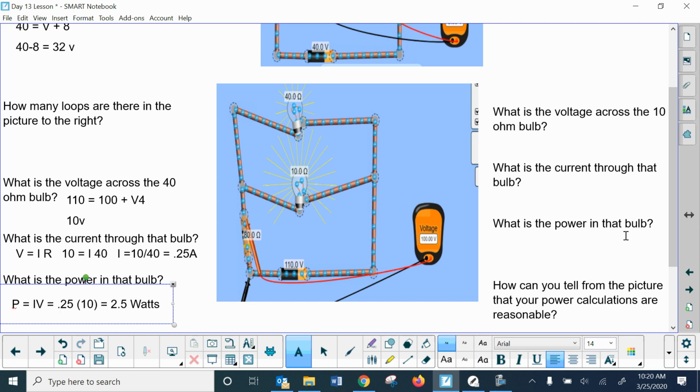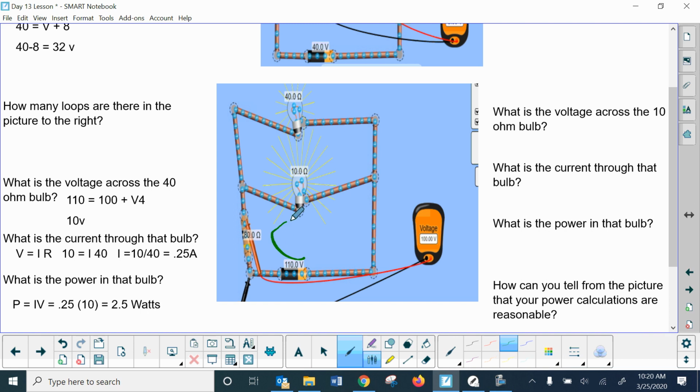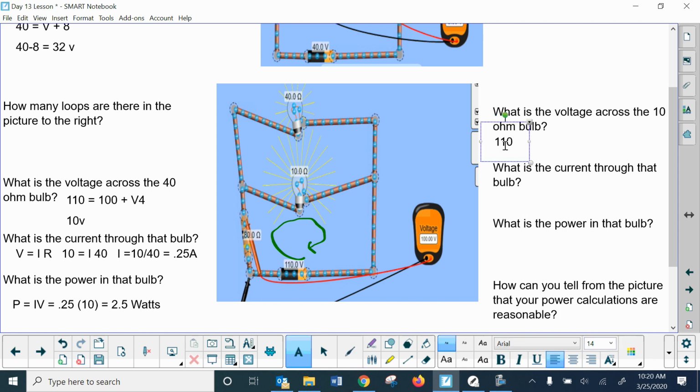Doing the same kind of work over here for the other, what's the voltage across the 10 ohm bulb? Let's think about this loop. So if we do this loop here, this is 110 for the gain of the battery, and the voltmeter didn't change here, so this is still 100 of a drop across the 80 ohm resistor, and then we want to find the voltage across the 10 ohm resistor this time. Again, it's still going to be 10, so that's what's left over. So the voltage that's left is equal to 10, and that has to go through here.